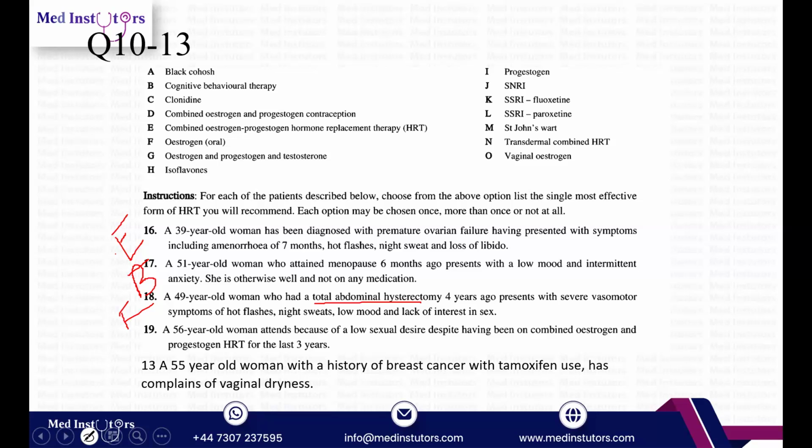You're right, it's correct. We have to give testosterone when even on E plus P, her libido is not coming back. You give testosterone. Last question, clincher, breast cancer with tamoxifen use.